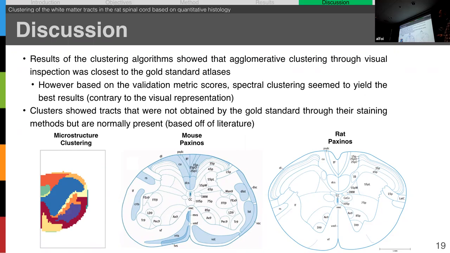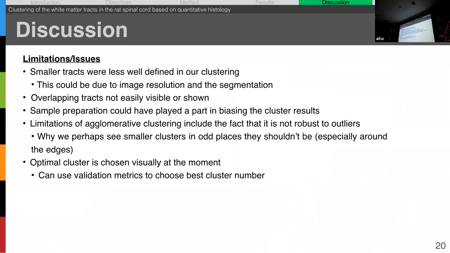And so, like I said, through visual investigation, the agglomerative clustering was quite good in comparison to the literature. What we do see is that based on the validation metric scores, which I didn't show for spectral or k-means, spectral seemed to have a higher score overall. But as you saw, the results didn't look that good on a visual basis. And that's one of the drawbacks with the validation metrics: even if it gives a better score, it might not be exactly what we're looking for based off of what we already know from the priors in the literature.